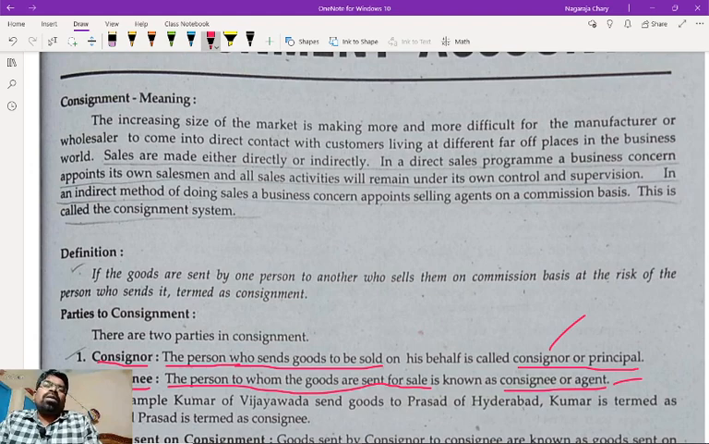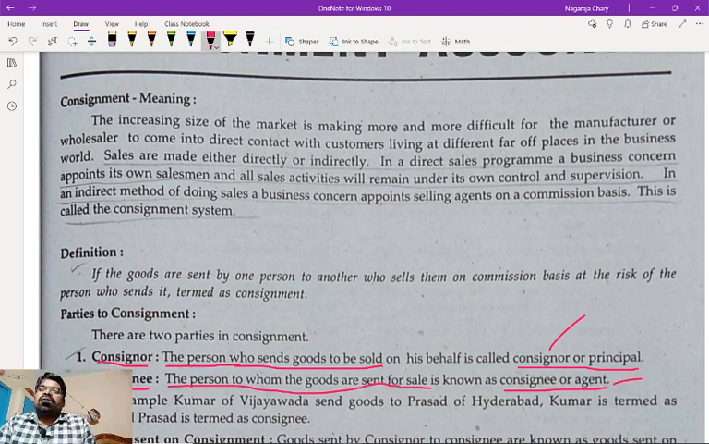So one person is going to send the goods to different areas. The investment is made by the principal, and the sales and earnings are done by people in the different areas. Whatever goods there are, they are sent to the other areas. The people appointed in the other areas by this principal are known as agents, and through those agents all the goods are sold.